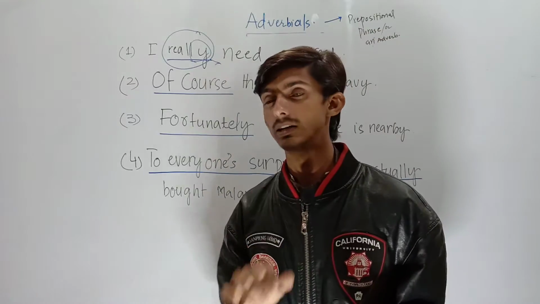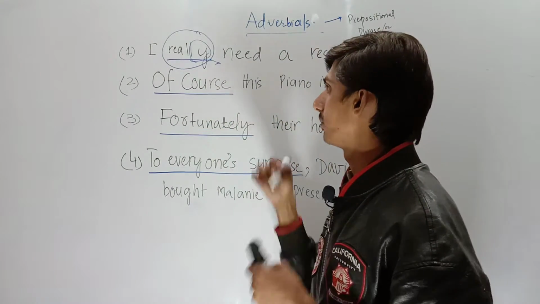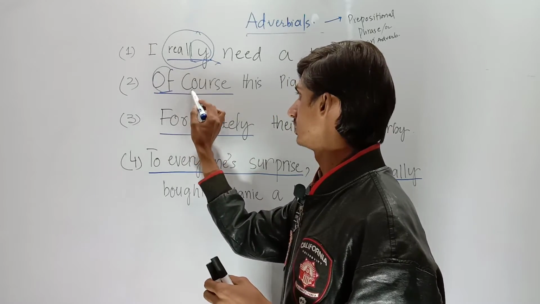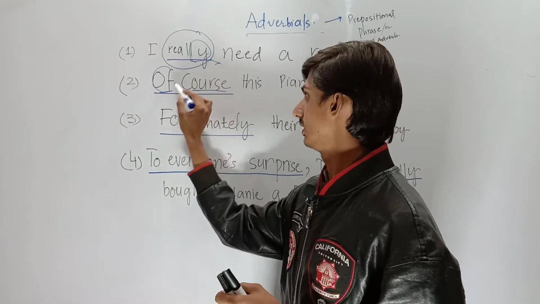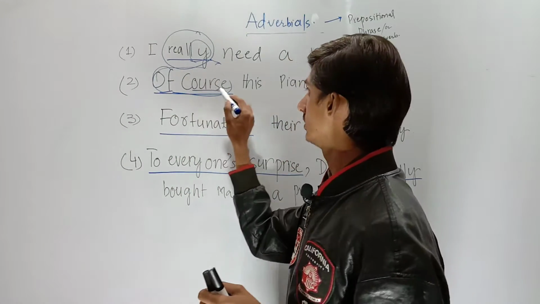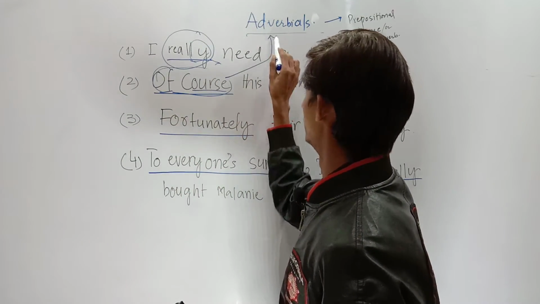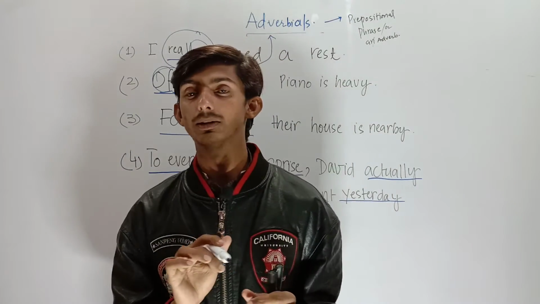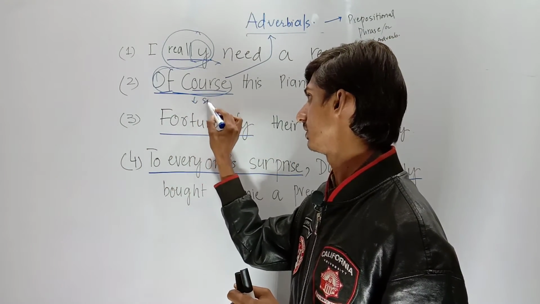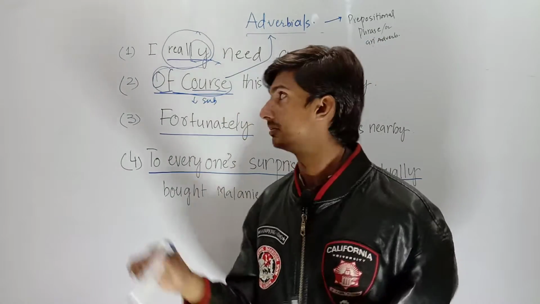Now in another sentence, I make a prepositional phrase. "Of" is a preposition, and "of course" is a prepositional phrase. So this is also an adverbial. This is also an adverbial. Sometimes an adverbial is used as a subject.